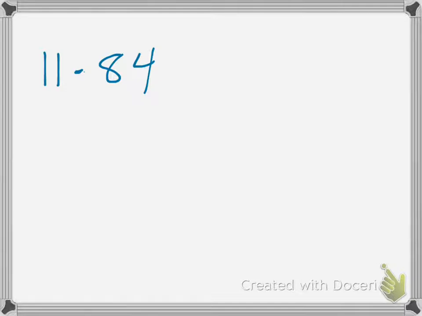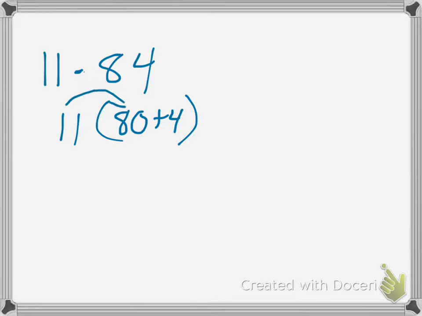Now, distributive property makes multiplying big numbers way more manageable. So you can take the bigger number, like for here the 84, I can break it down into 80 and 4, because 80 plus 4 gives me 84. So I'm just breaking it down, and then I'm just going to multiply that 11 by both of those numbers I've broken it down to.